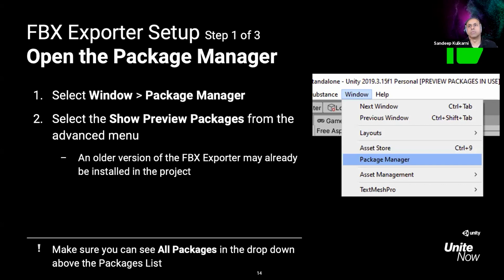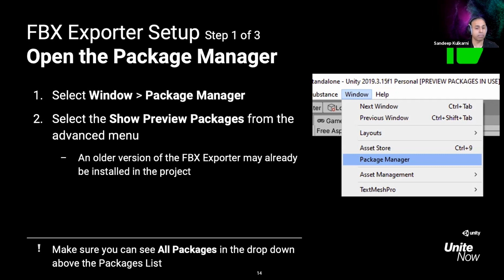Perfect. Right here, just like Stephen mentioned, you're going to open the package manager. And once you open the package manager, you select the show preview packages from the advanced menu. So if an older version of FBX Exporter is already installed, don't worry about that. Just leave it. Make sure, this is one of the most important steps. I've made this mistake too. That's noted down over there.